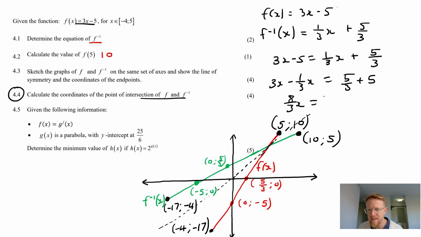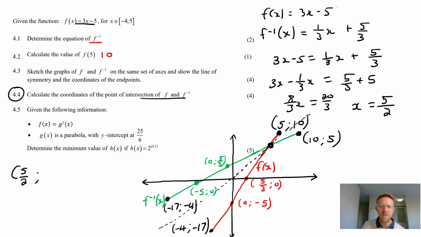Yeah, 20 over 3. Okay, now you can get rid of the 3's. You don't have to. You can just divide by 8 over 3 if you want, but you should eventually end up with an answer of 20 over 8, which would simplify to 5 over 2. So that means that the two are intersecting at that point over there. So that x value would be 5 over 2.